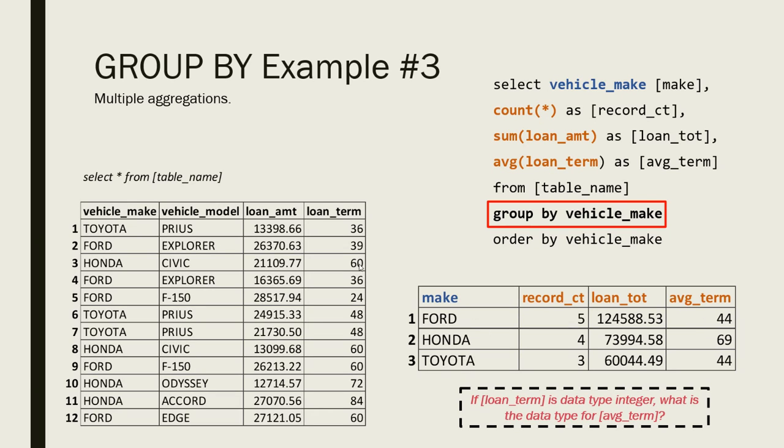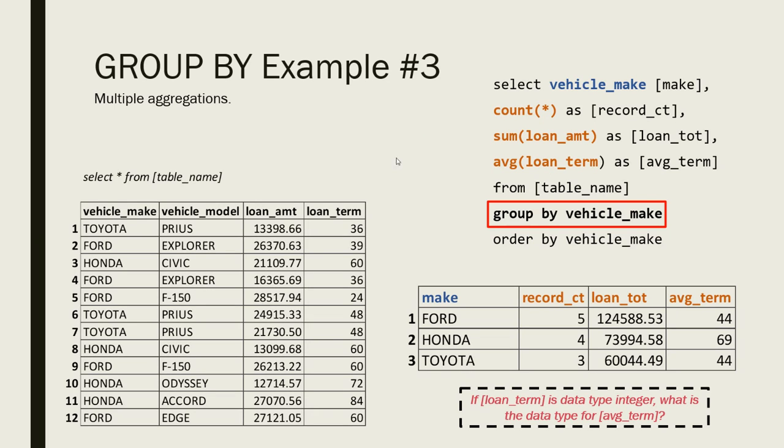Talking through the term, working with Toyota again, it's going to take the 36-month term here and then average it across 2 48-month terms. And so the average of those three values is ultimately going to be 44. And so this example is really looking at different aggregation functions other than counting that you can perform with a SQL query.